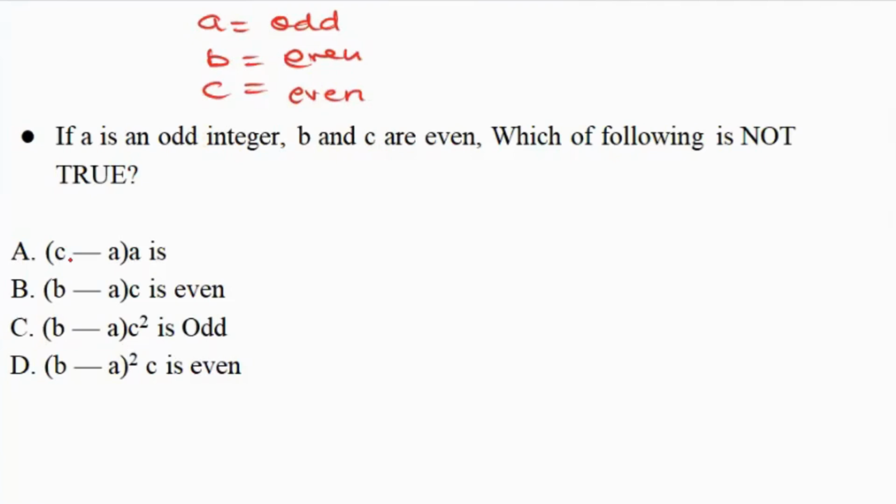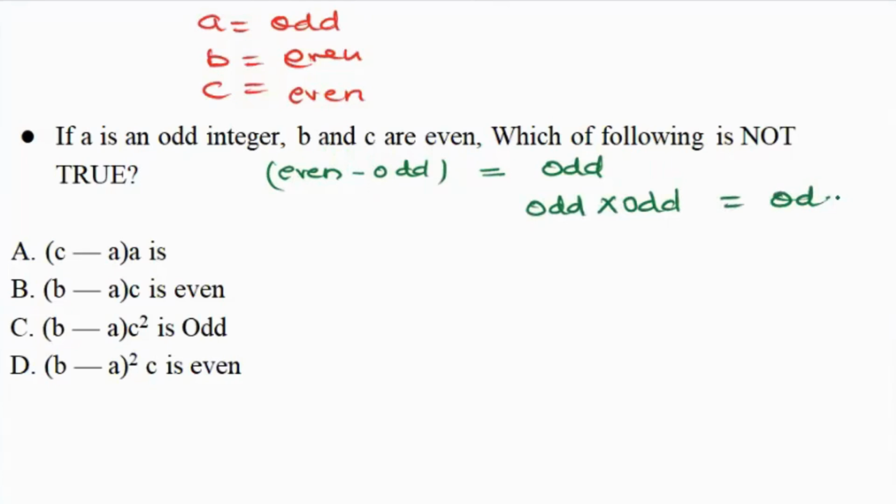In this question, we need to go option by option. But before that, I want to tell you one thing: there is a pattern. Whenever we have an even number and we subtract any odd number from it, we always get an odd number in the answer. And whenever we multiply any odd number with another odd number, we get an odd number in our answer.